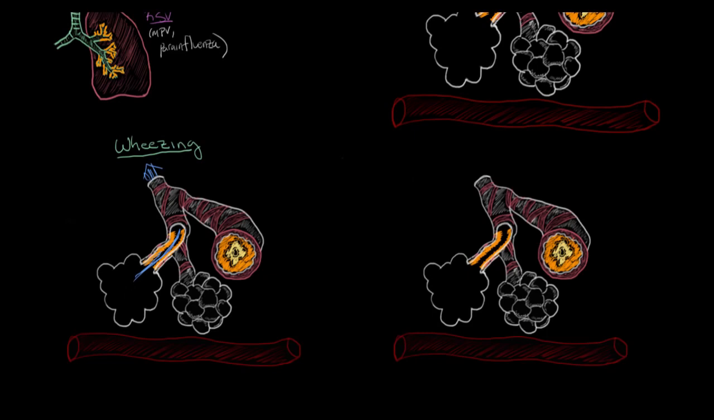Now, the sound of this air rushing through the bronchiole can be heard over the chest with a stethoscope, and the sound it makes is known as wheezing. And wheezing is described as a high-pitched musical sound, and it's mostly heard during expiration. But what exactly does that sound like? Well, let me show you.